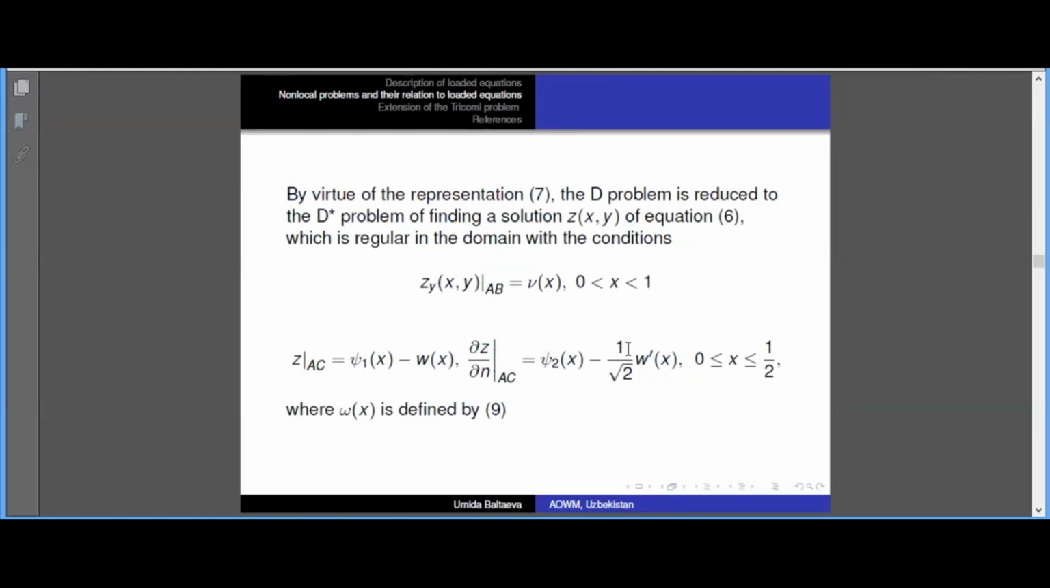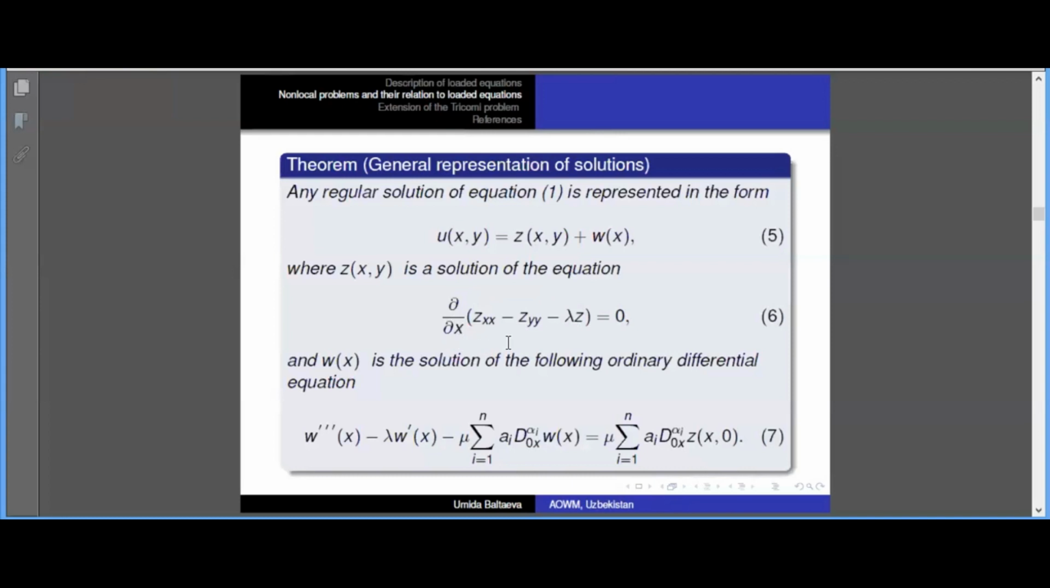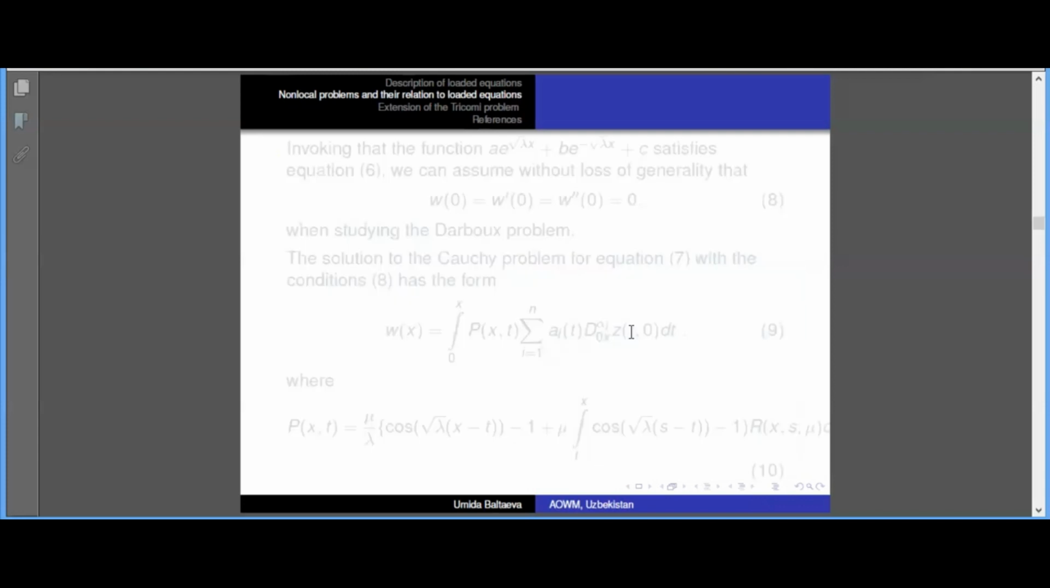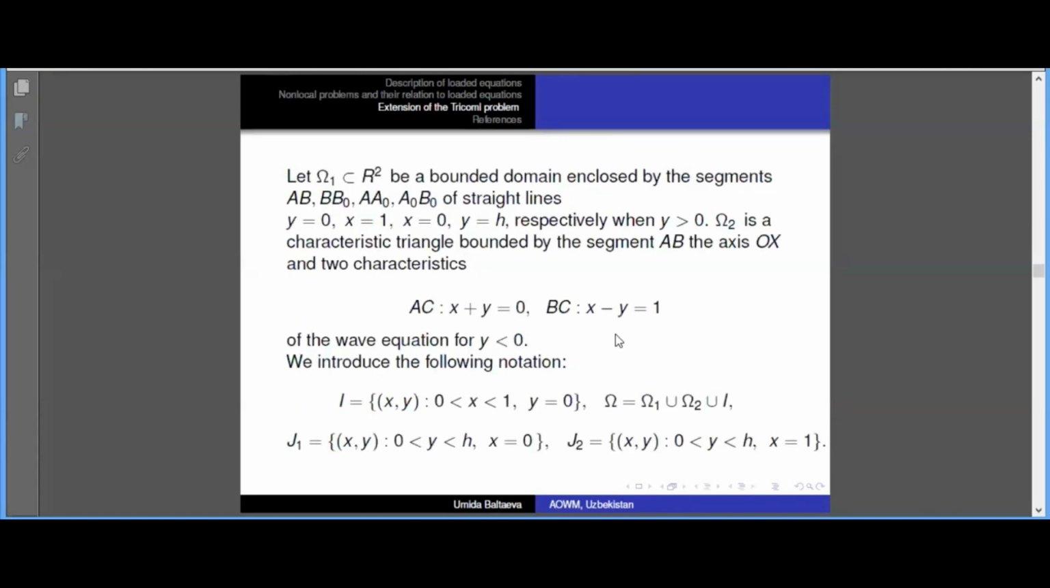but for the classical partial differential equation. Our local problem for the loaded equation, we can equivalently reduce to this kind of problem, but for this kind of partial differential equation without the loaded part. It's one of the very important points. And I can explain one of our main results.